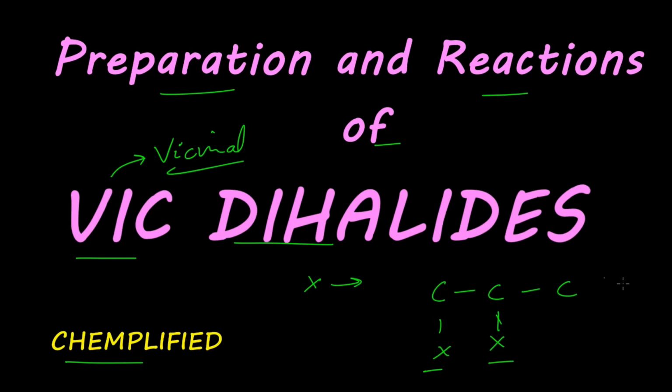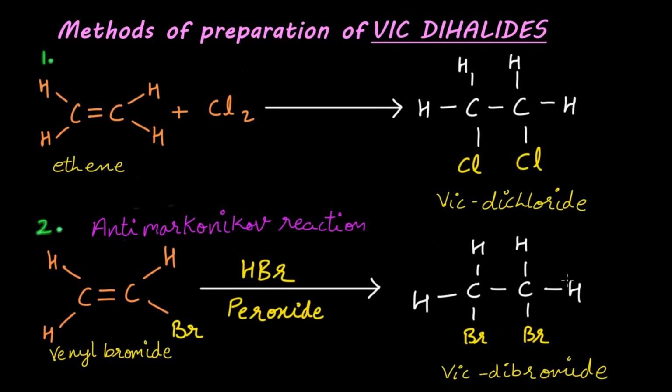So let's start with the preparations. The first method of preparation is when ethene is treated with chlorine directly, you get vicinal dihalide. So this is a direct reaction. When ethene is treated with chlorine, there may be presence of light, and you will get VIC dihalide.